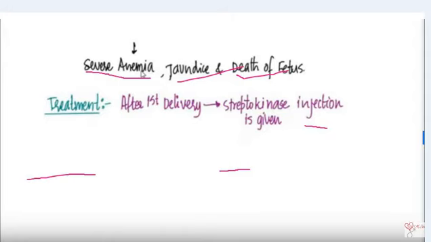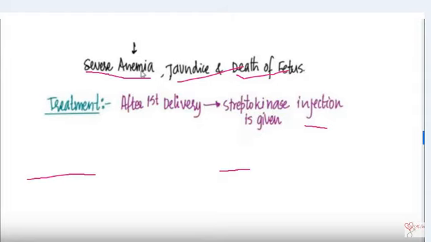Now what is the treatment of these clinical features? We have to know that after the first delivery, streptokinase injection is given. That means as soon as the first delivery is completed, we have to inject the mother with streptokinase. Streptokinase injection is given to the mother after the first delivery. This is all about the clinical features of blood group.